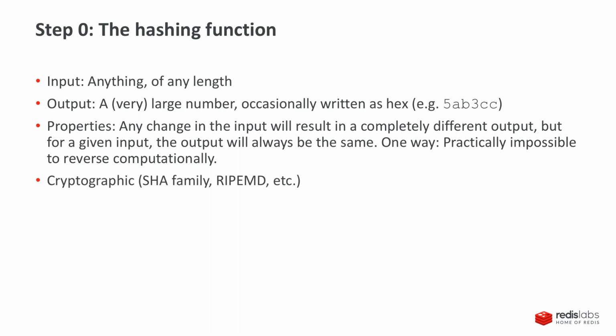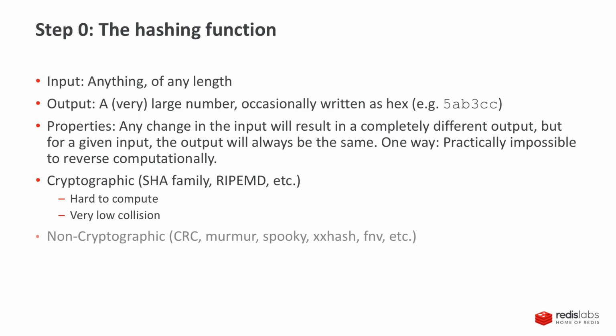Then we have a couple of different families of hashing functions. Cryptographic hashing, you might be familiar with the SHA family. There's RIPE-MD, and a few others as well. They're different from what we're talking about today. They're very hard to compute, intentionally so, and they have a very low collision rate. If you're storing passwords or using cryptography, these are very important attributes of a hashing function.